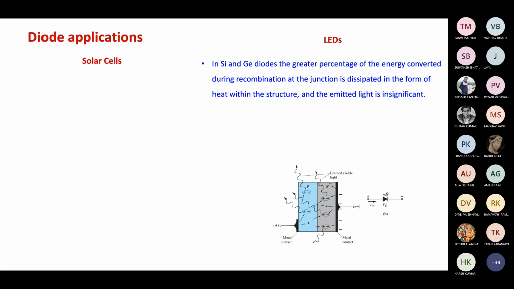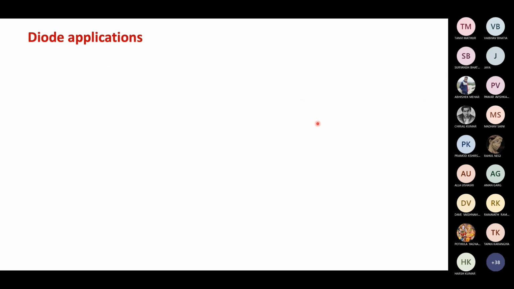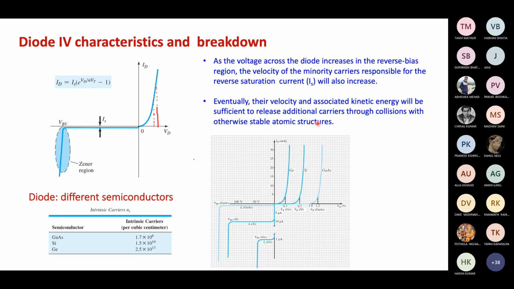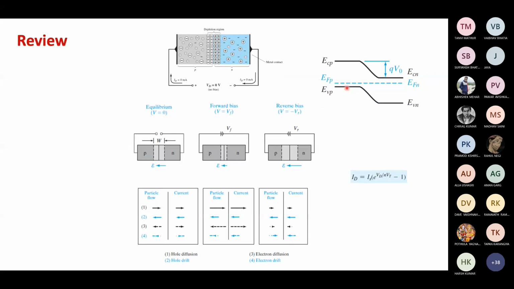So as soon as this barrier is reduced, as soon as this barrier goes down, there are many holes that start from here and they try to go to this side. So as if there is a flood of electrons from one side, a flood of holes from the other side, and the first, or most likely, encounter happens in the depletion region around the junction.